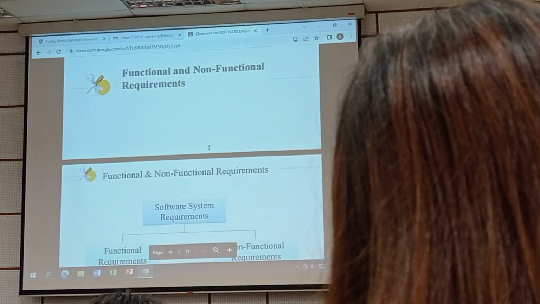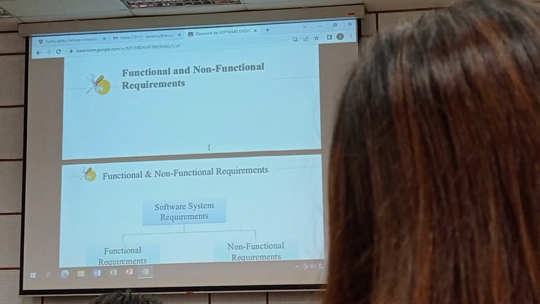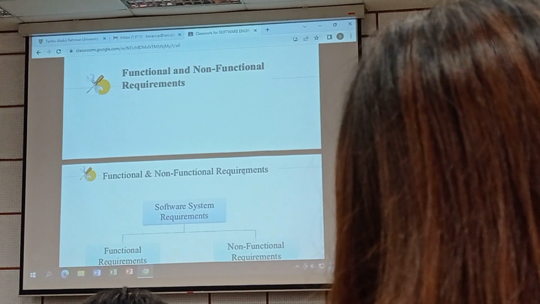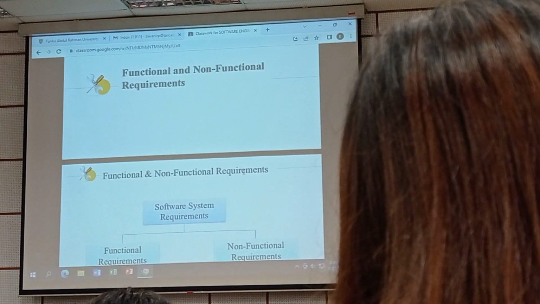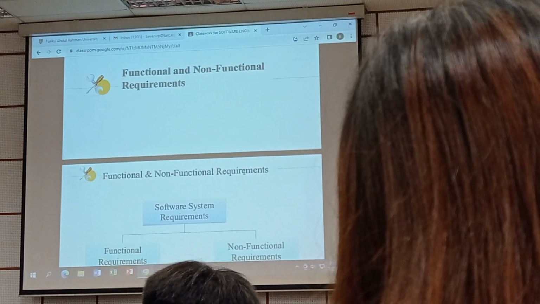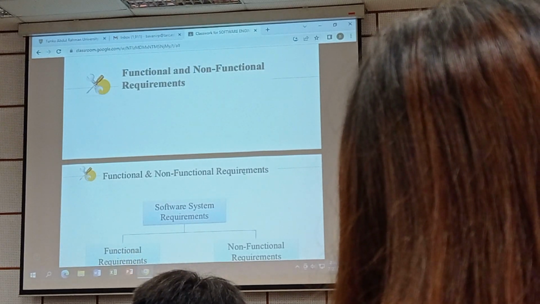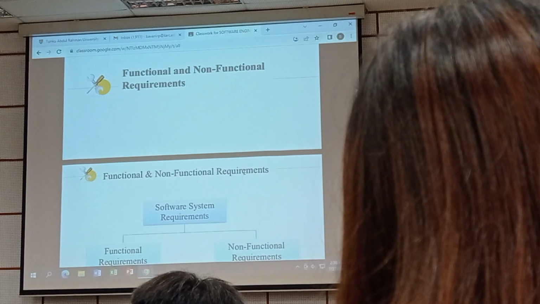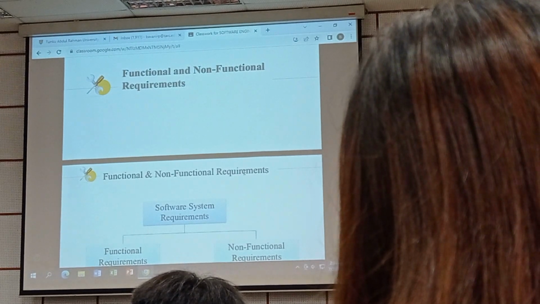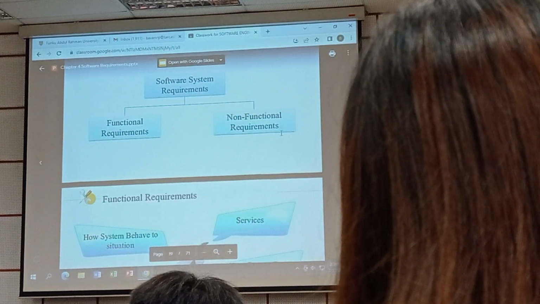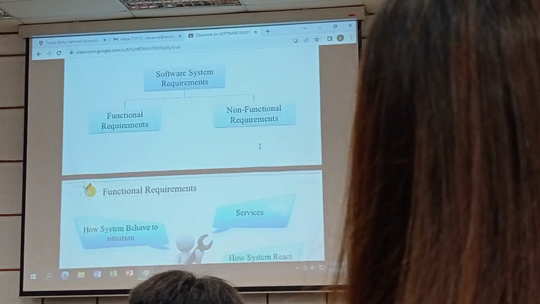Now next is functional and non-functional requirement. This is one of the important parts also. This is very important: functional and non-functional. Basically, functional and non-functional are the two different types of requirement in software development. As you can see here, it has been divided into two: functional requirement and non-functional requirement.